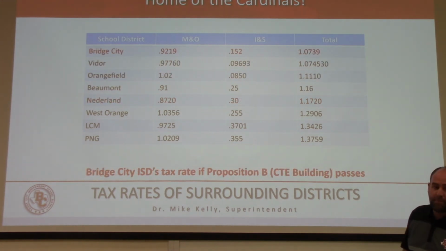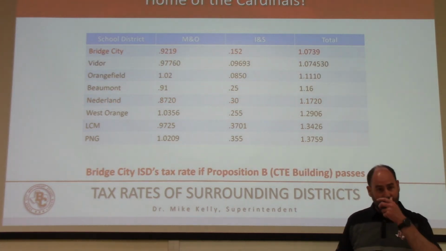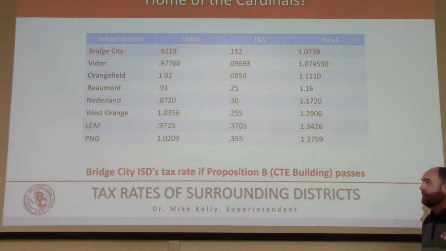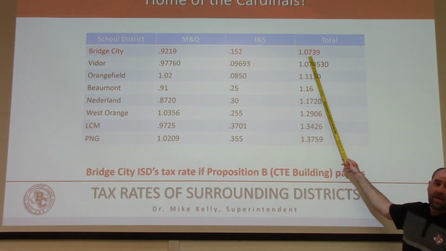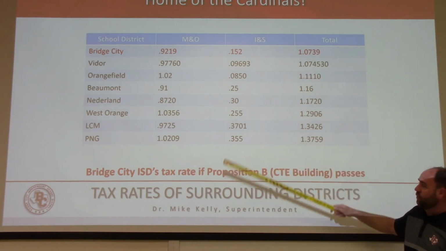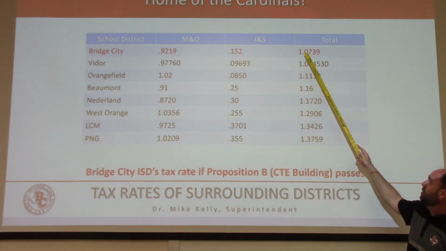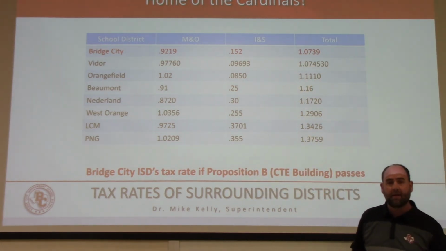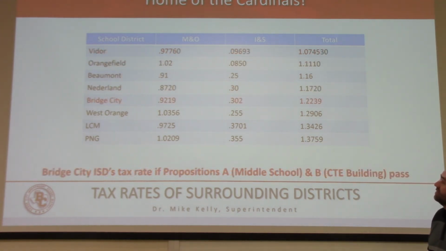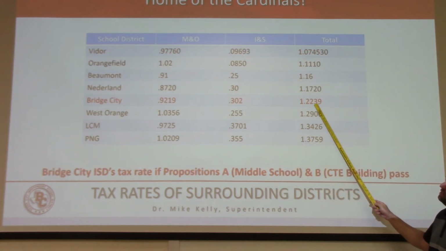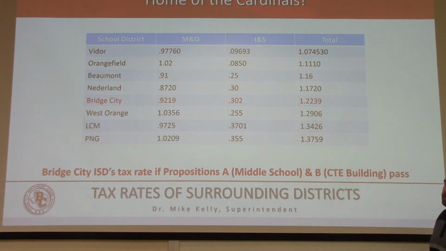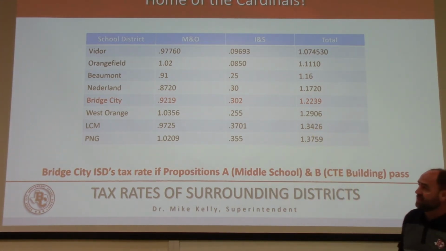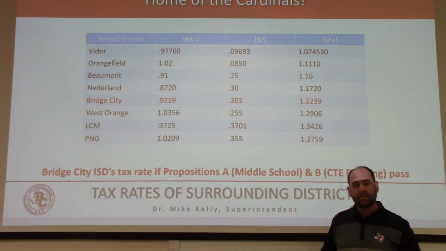If Proposition B passes only, this is the Career and Technology Education building, we still would have the lowest tax rate anywhere in the area. This is with Proposition B passing, we are still the lowest tax rate in the entire area. If both were to pass, that brings us to $1.22, again, 7 cents less than our neighbors to the east, and 12 cents less than our neighbors to the northeast.